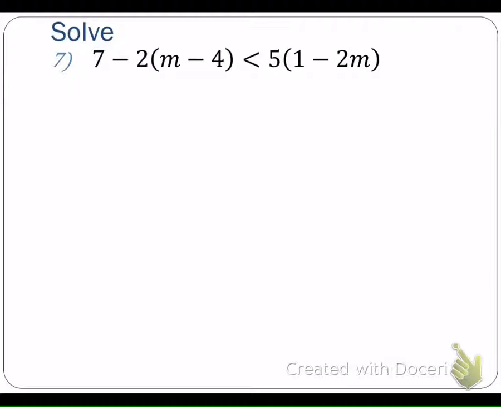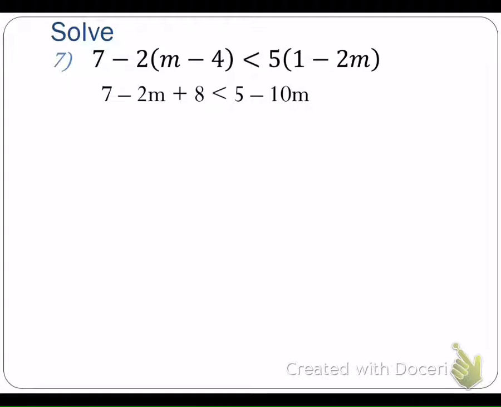Okay, so 7 minus 2, but that 2 is being multiplied by m minus 4, less than 5 times the quantity 1 minus 2m. What should I do first? Distribute. So I'm going to distribute what on the left side? Negative 2. So that's going to be a minus 2m and a plus 8. Now, in the back, you're distributing a 5. 5 times 1 is 5. Keep the minus. And then the 2m times 5 is 10m.